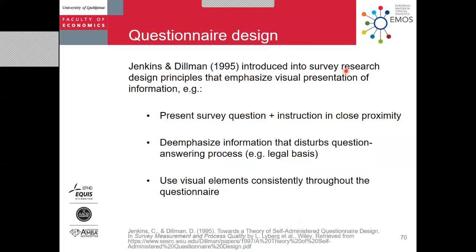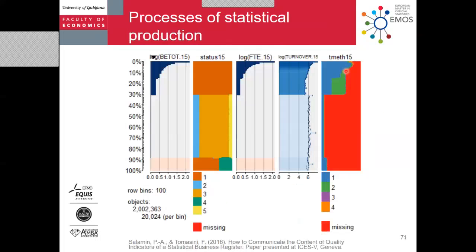Jenkins and Dillman introduced this into survey research back in 1995. So it's used in communication with survey respondents. We have here an example of how to verify and communicate visually the quality of a statistical business register, comparing, let's say, consistency among several variables.